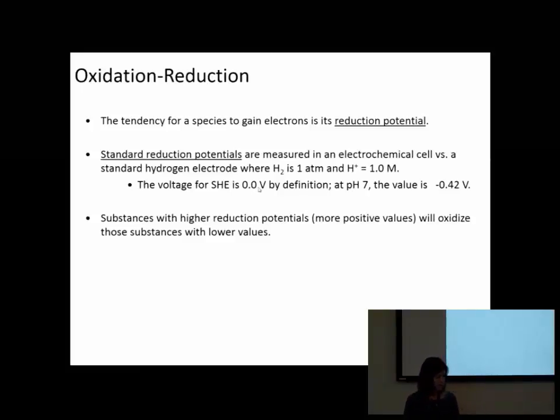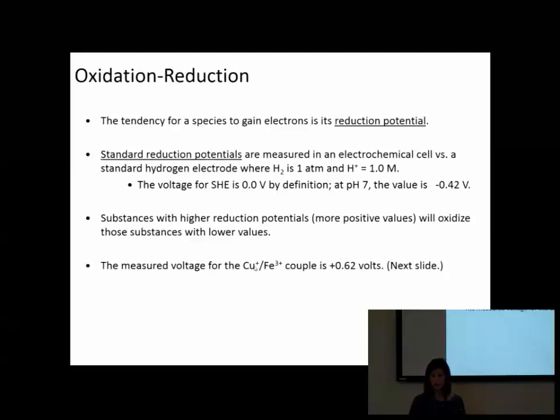And the end product here is that if your substance has a higher reduction potential, a more positive value, it's going to oxidize those substances with lower values. It is more likely to be reduced than things that are lower on the list with lower values. So you have to have those values in order to be able to predict what's going to happen.